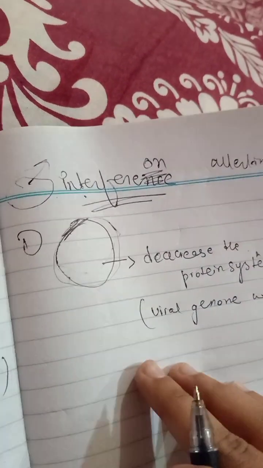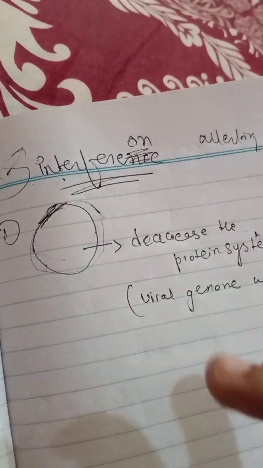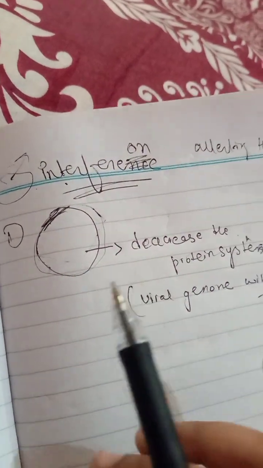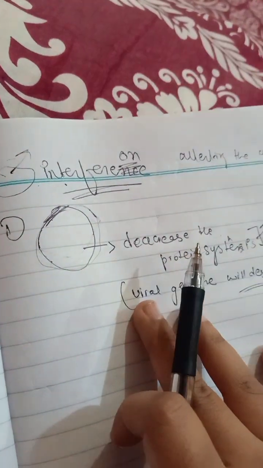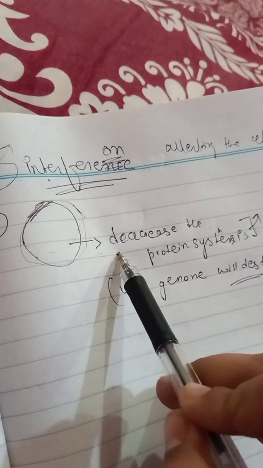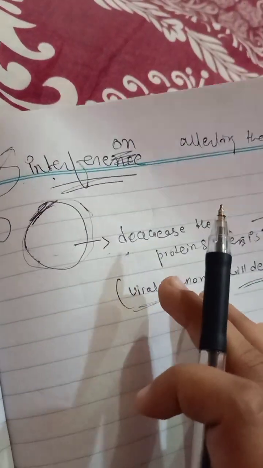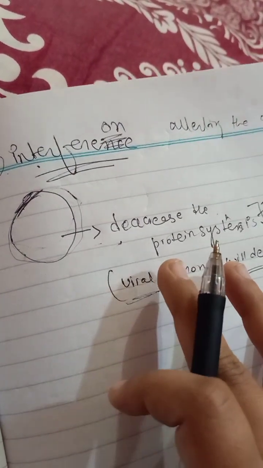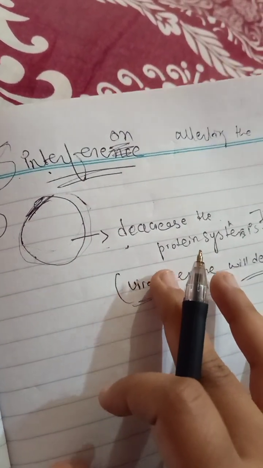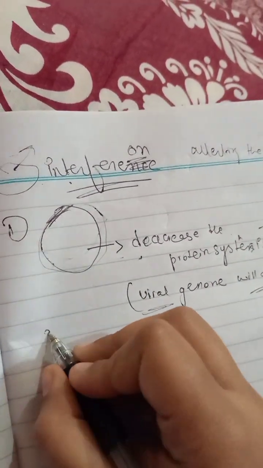And if the virus attacks the surrounding cells, what will they do? They will decrease the protein synthesis. From that the viral genome can be destroyed too, and that will be a not suitable environment for the virus. And it can also do apoptosis.